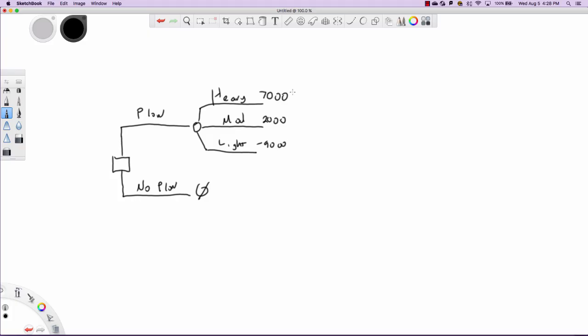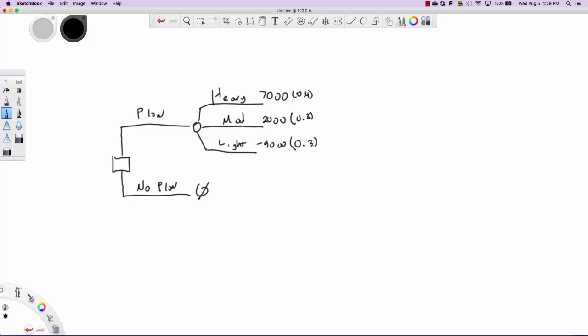Now let's put in our probabilities. For heavy snowfall, there's a 0.4, which is a 40% chance of heavy snowfall. For moderate snowfall, there's a 0.3 chance. And then for light snowfall, there's also a 0.3 chance. There we go, that looks a little better. Well, now what do we do?